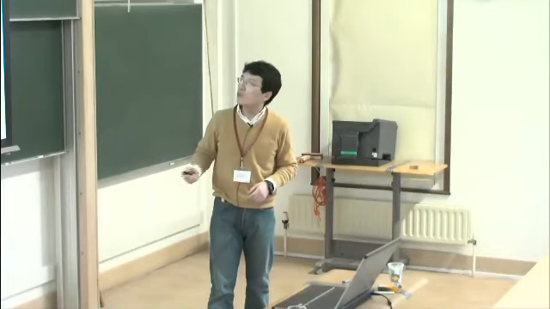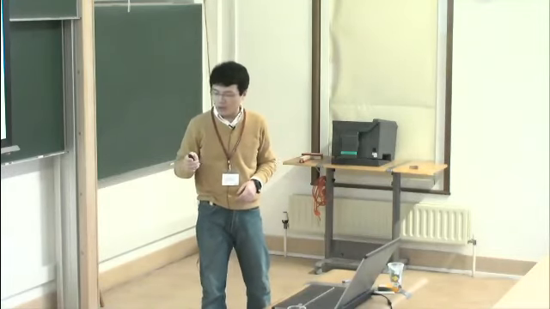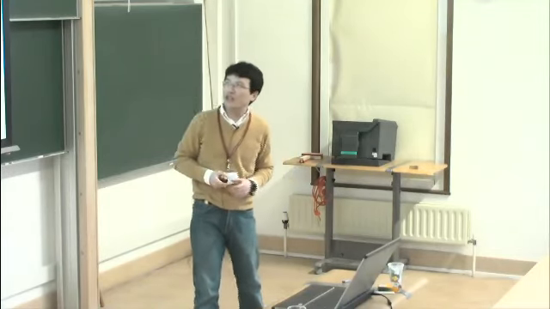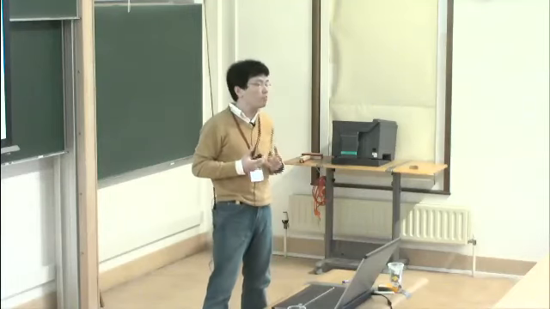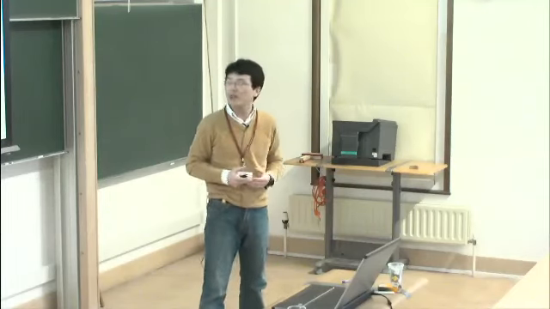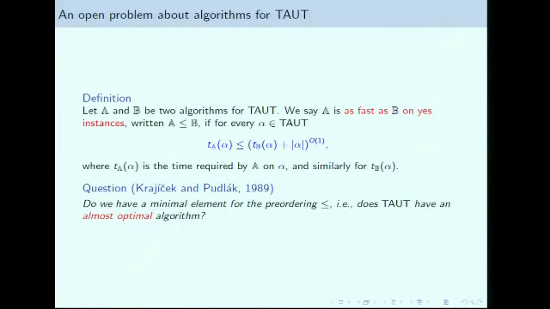For this pre-ordering, Krajíček can also ask whether we have a minimal element of this pre-ordering. Namely, can we have an optimal, almost optimal algorithm for tautologies? Here we are referring to deterministic algorithms. Also, by almost we are referring to the fact that we are only concerned with tautologies or yes instances. So this is the second open problem, from algorithms concerning tautologies.